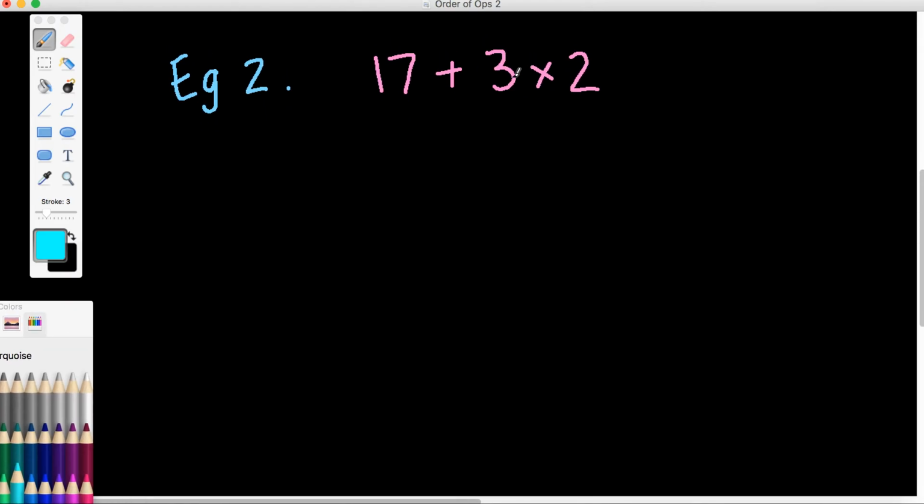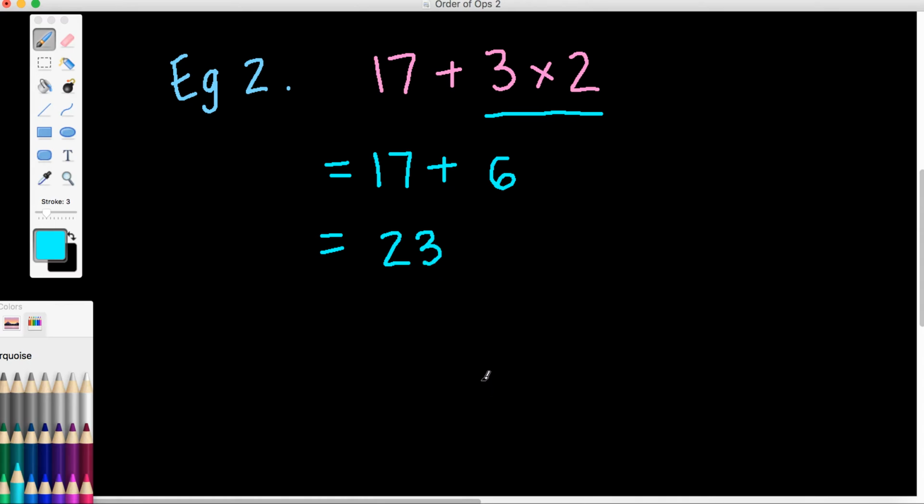With this next one here, we don't have any brackets, we don't have any indices, so it's just a case of recognizing I've got addition and I've got multiplication. Multiplication has to happen before addition. So here, I need to make sure I do 3 times 2 first. So I'm going to write 17 plus, because I'm not doing that yet, so it's still in my next line of workings. Instead of writing 3 times 2, I'm going to write what that's equal to. And then finally, I will evaluate.